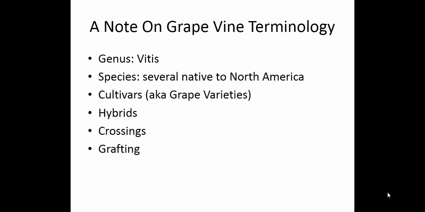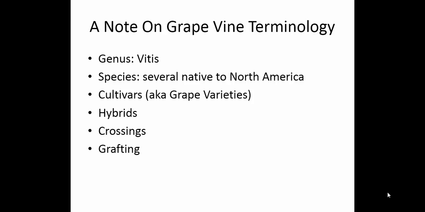Okay? So if I was to take plant material from Vitis riparia and plant material from Vitis vinifera and create a grape variety from those two parents, I would have a hybrid. If, on the other hand, I took two different grape varieties from within the species Vitis vinifera, and I created a new grape variety, then I would have what we call a crossing.